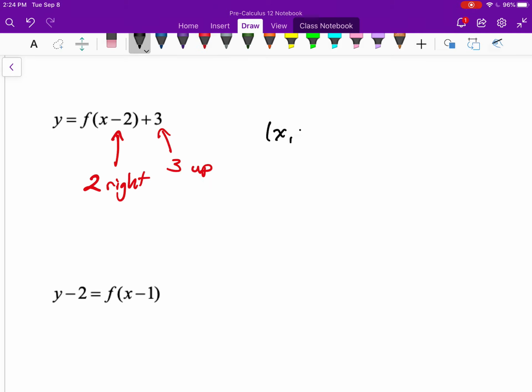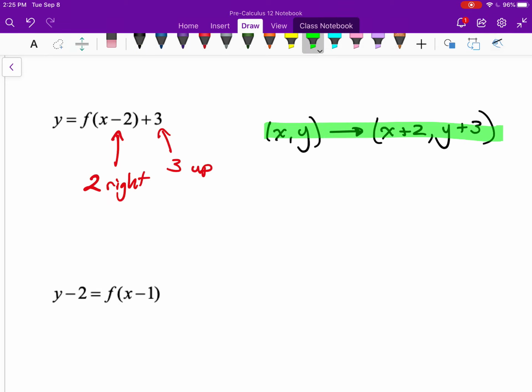Well, it always starts with x comma y, which just represents some point on f of x. But now if I subtract 2 from the x and add 3 to the whole thing, well, my x coordinate, whatever I look at, will move 2 to the right. So if you move 2 to the right, you add 2 to the x coordinate. And my y coordinate, wherever it was, is going to move 3 up. So it's y plus 3. And that's in mapping notation.